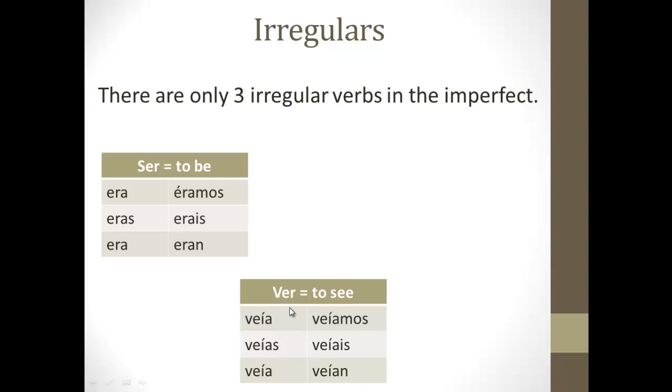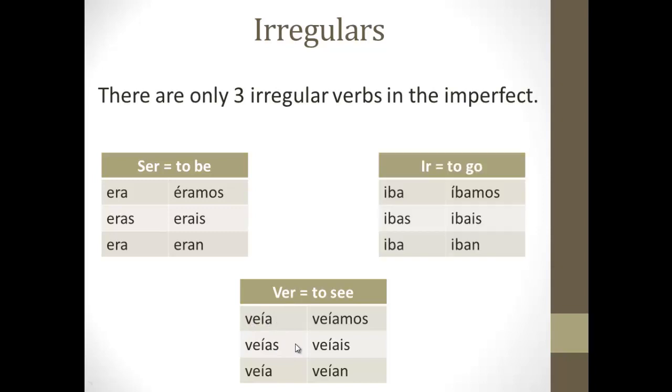You'll notice that ver is actually not overly irregular. The only thing that makes it irregular is that it holds its E. Okay, so typically when you have an ER, IR verb, you drop the ER and then add ía, ías, ía, etc. With ver, you hold the E and then add your normal ER, IR endings. Your last verb that is irregular in the imperfect tense is ir. Its conjugation is iba, ibas, iba, íbamos, iban.